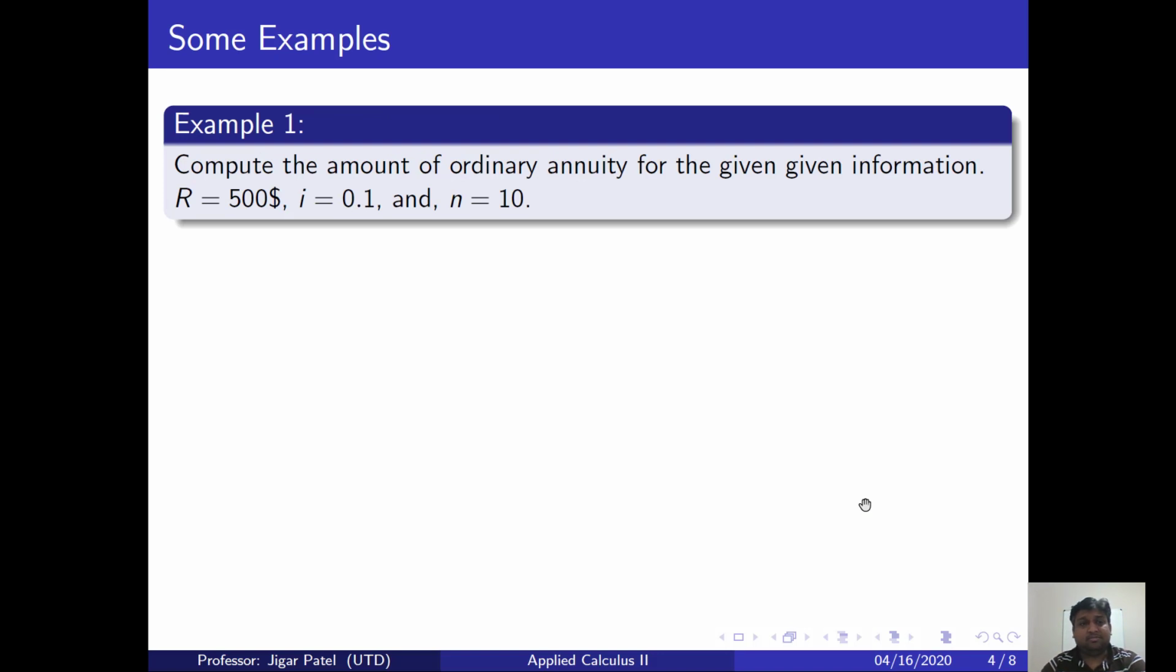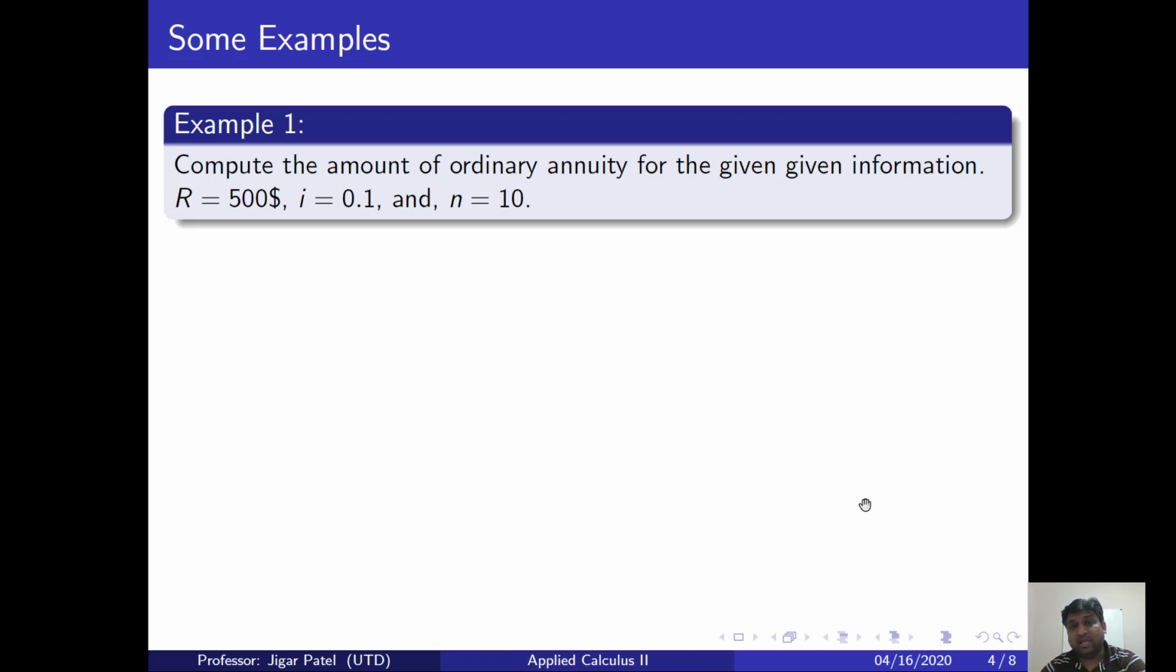Here is the first example. Compute the amount of ordinary annuity for the given information. This is one simple way to ask the question. Periodic payment is $500, rate of interest is 10%, and period is 10 years. We can easily construct a word problem: suppose somebody is making a constant periodic payment of $500 for 10 years with interest rate 10%.